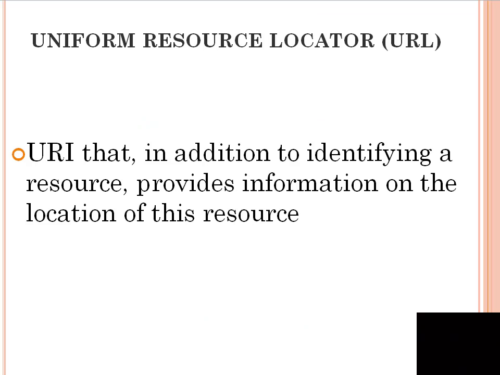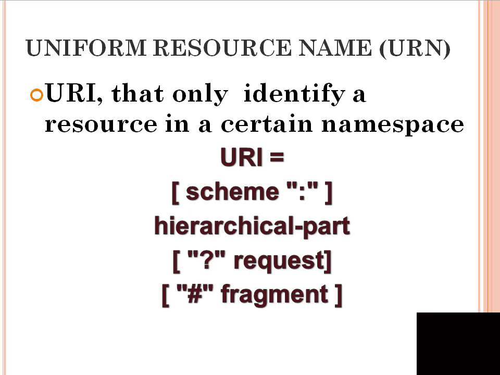Uniform Resource Locator is a uniform resource identifier that, in addition to identifying a resource, provides information on the location of this resource. Uniform Resource Name is a uniform resource identifier that only identifies a resource in a certain namespace. For instance, scheme, hierarchical part, request or fragment.